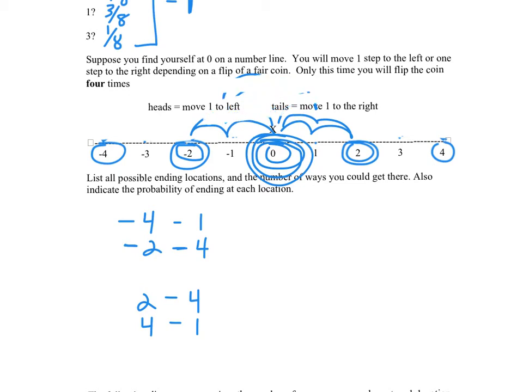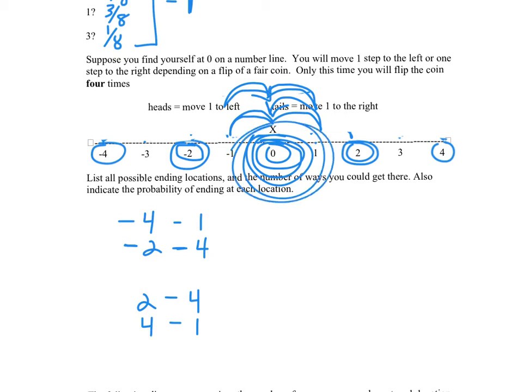Clean this up a little bit. I feel like there's more. How about a heads, tails, tails, heads, and a tails, heads, heads, tails. And there's 2 more ways. So 0 actually has 6 ways to get there.